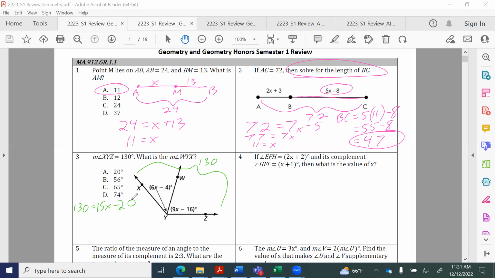Well, first step here, get rid of the 20. Add 20 to the other side. I now have 150 equals 15x. Get rid of the 15 by dividing it. And what do I get when I divide 150 by 15? 150 divided by 15, okay. Again, is that my answer? No. Go back to the question. What's the question? They want WYZ. So they want this angle. So I need to plug in to that equation. So for the measure of angle WYZ, plug in 6.